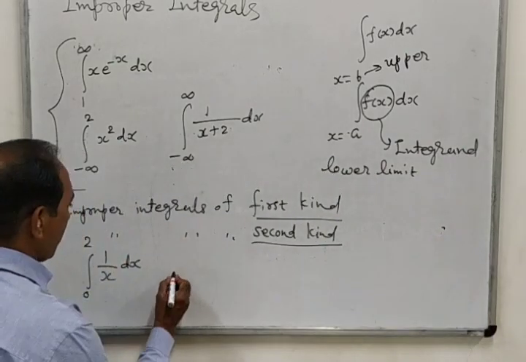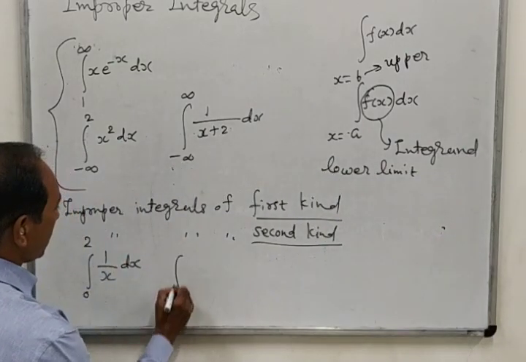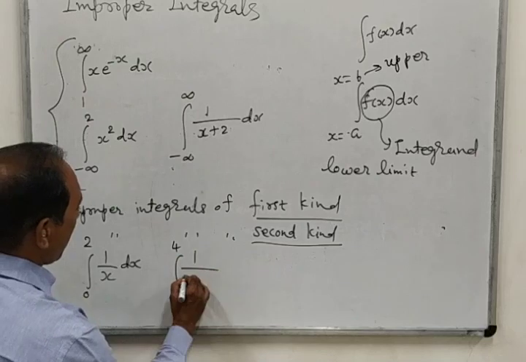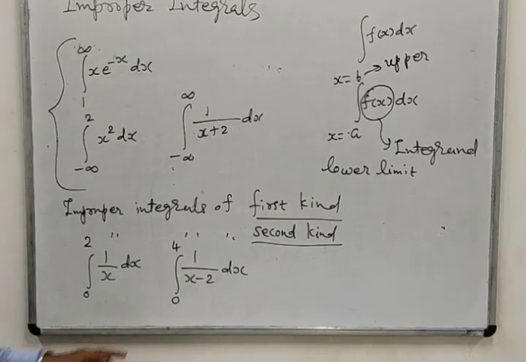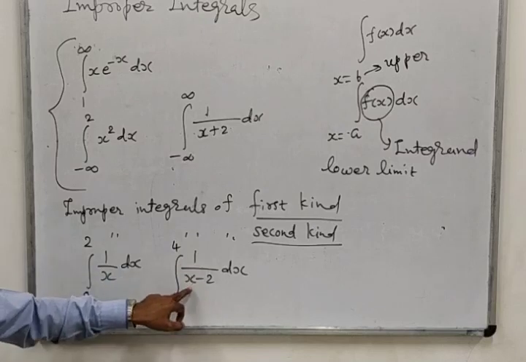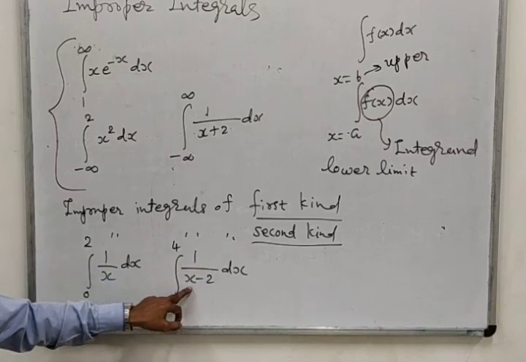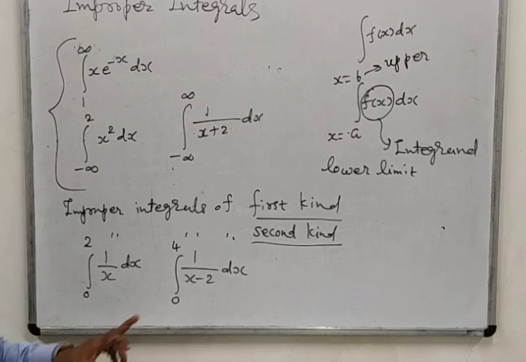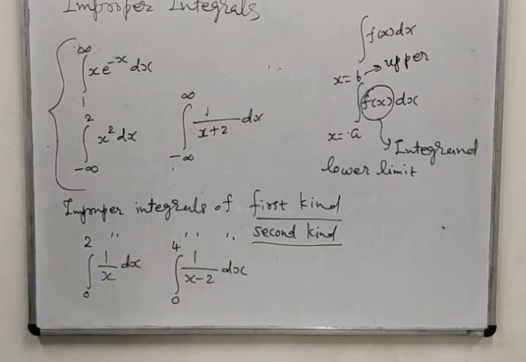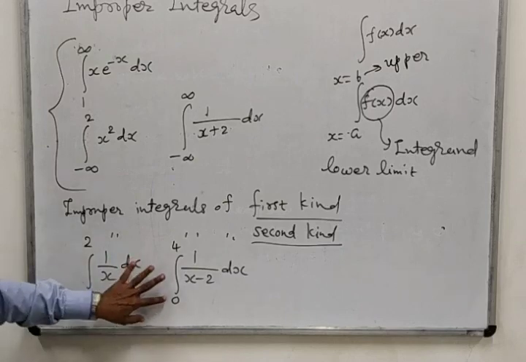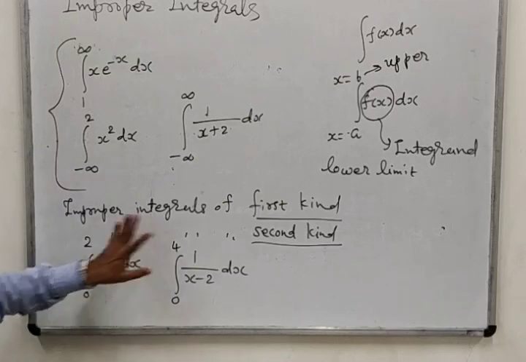As another example, let us see the integral from 0 to 4 of 1 upon x minus 2 dx. Here you can see that at x equal to 0 it is defined, because we get minus 1 upon 2. If we put x equal to 4, we get 1 upon 4 minus 2, which is again defined. But we know that the range is from 0 to 4.